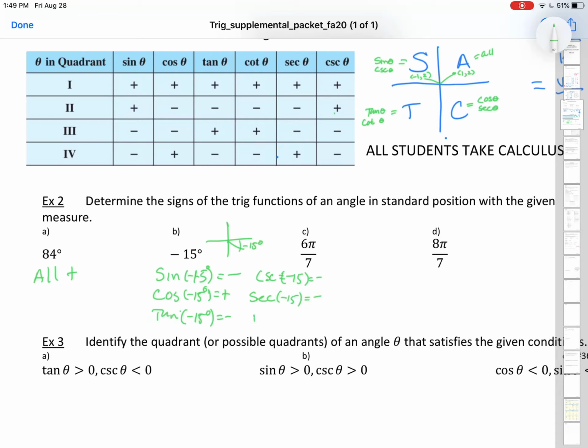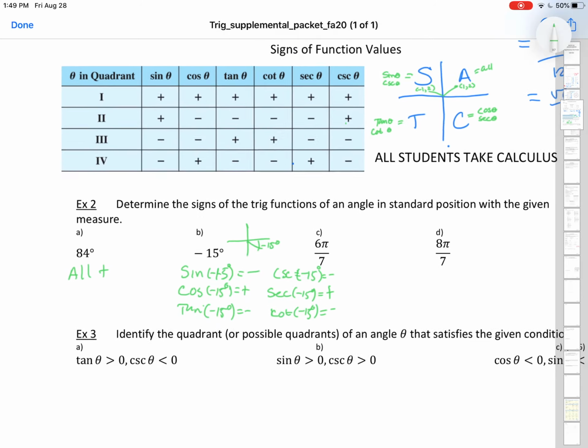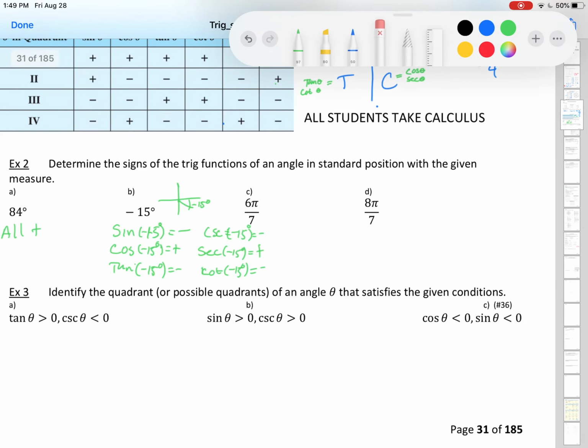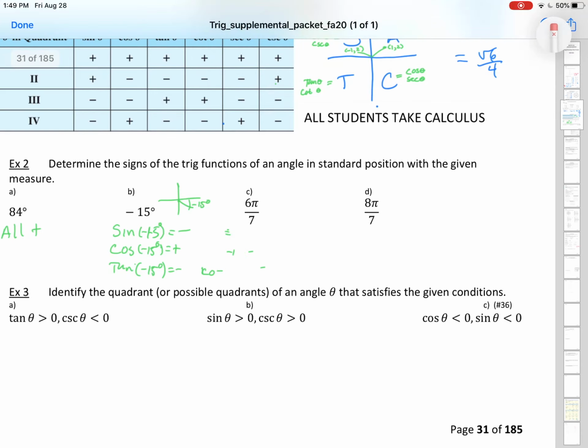And secant is positive, right? Because it's in the fourth quadrant. And then cotangent of negative 15 degrees would also be negative, right? Apologize, there's not a huge amount of space there to write all that in. But you can know really well what you have.